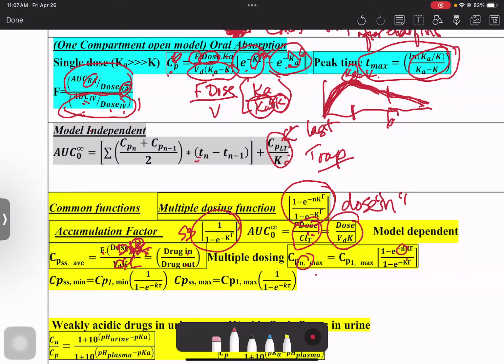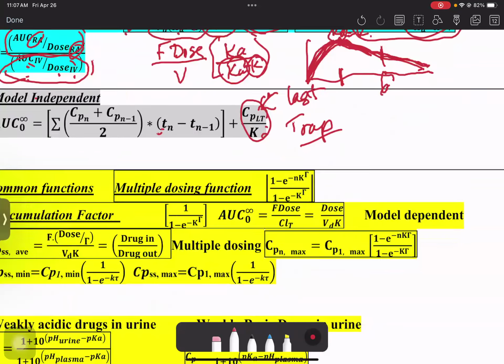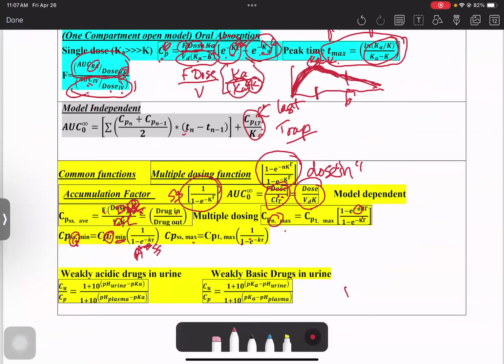He's repeated this many times. He's very nice in giving you all these equations. Cmin at steady state is going to be your first Cmin times your accumulation factor, right? This is your ride to steady state. Same thing here. All right. This also may help you with your reabsorption. This is just the Henderson-Hasselbalch, isn't it?